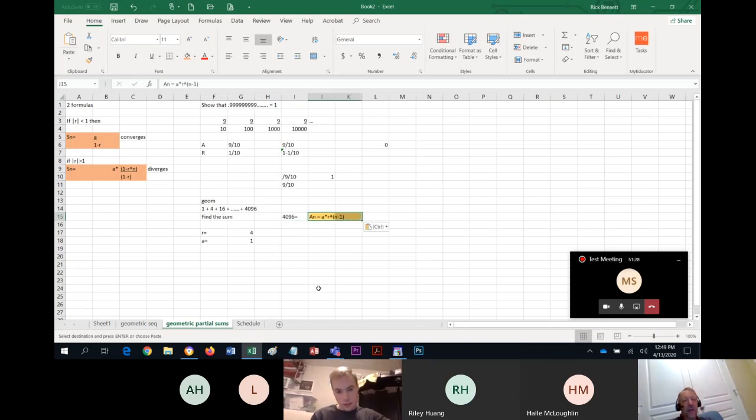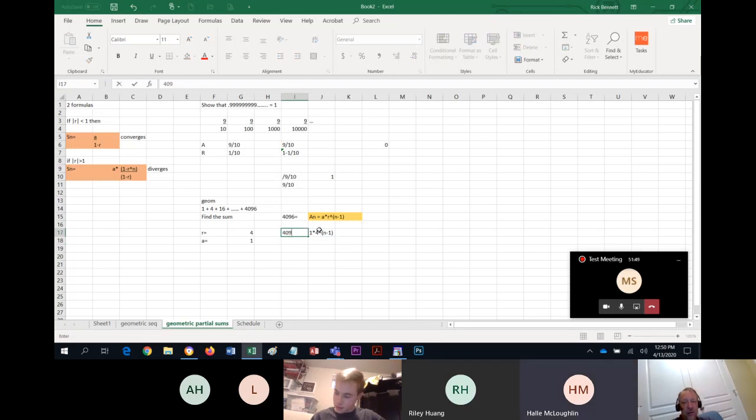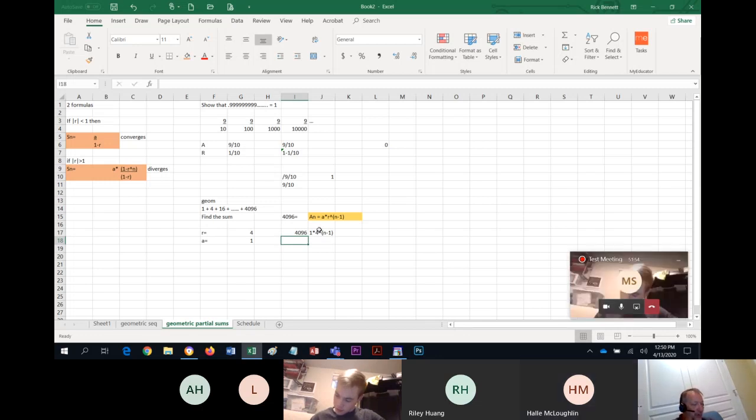So we know that that formula works for anything, right? So the first term is going to be a, which in this case is 1, times r, which in this case is 4, raised to the n minus 1 power. We know in this case it equals 4,096. And so probably the easiest way to do this is just to say, what's 4 raised to the 5th power?